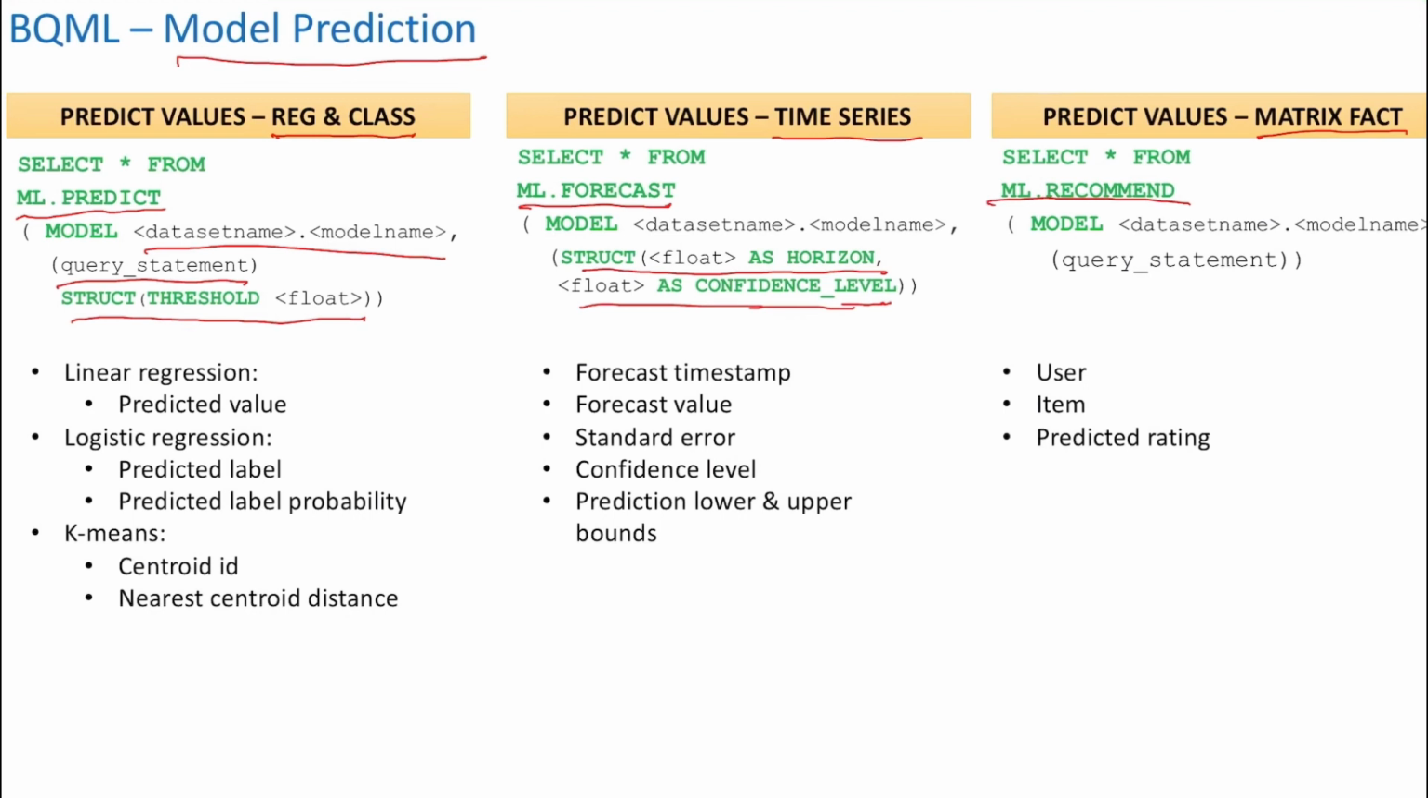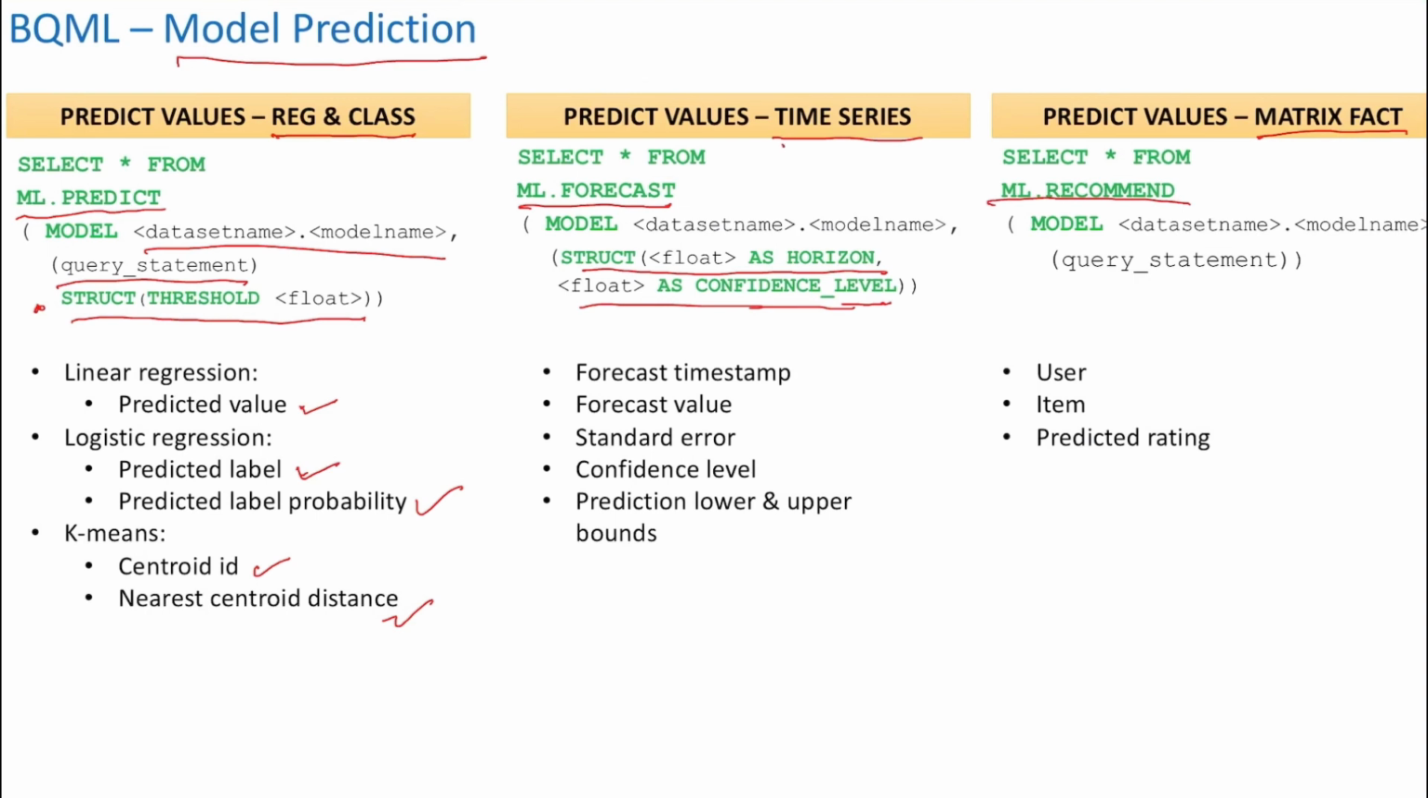Quickly take a look at what these commands generate. For your linear regression model, the ML.PREDICT command generates the predicted value. So for example, if you have a model to predict housing price, it will generate the predicted housing price based on the data provided. For your logistic regression model, it produces two outputs: the predicted label based on the threshold that you have provided here, and if you have not provided any threshold, it will use 0.5, and then the probability of attaining that predicted label. And for your k-means model, it provides the centroid ID as well as the nearest centroid distance for those data points.